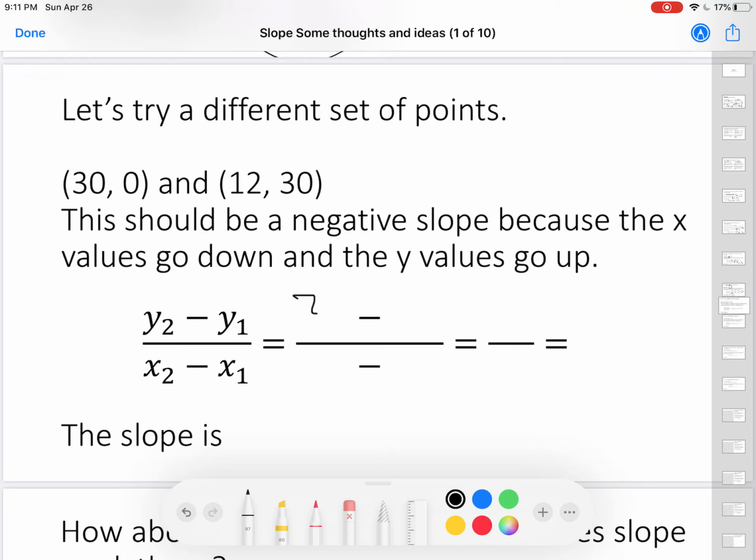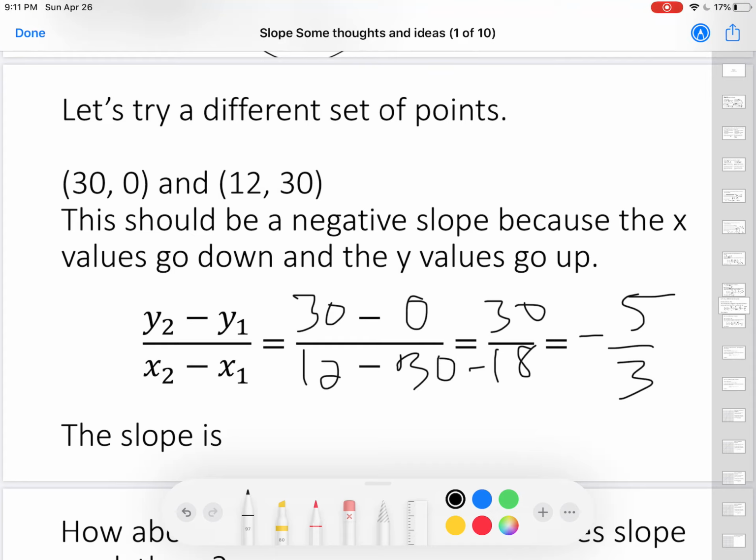All right, so 30 minus 0, 12 minus 30. All right, 30 minus 0 is 30. 12 minus 30 is negative 18. That's negative, so it will be negative. What divides into both 30 and 18? 6 does. Negative 5/3. Notice it's negative because this goes down, but this goes up. They are in different directions. Negative.